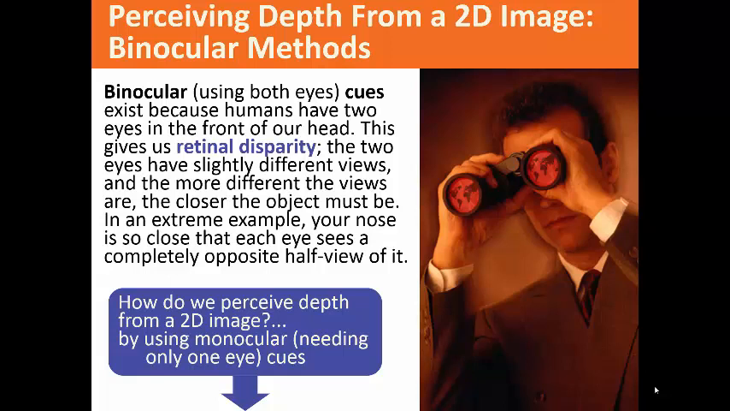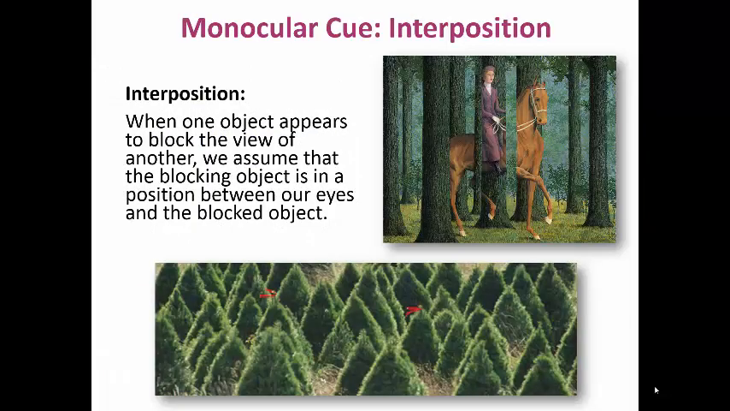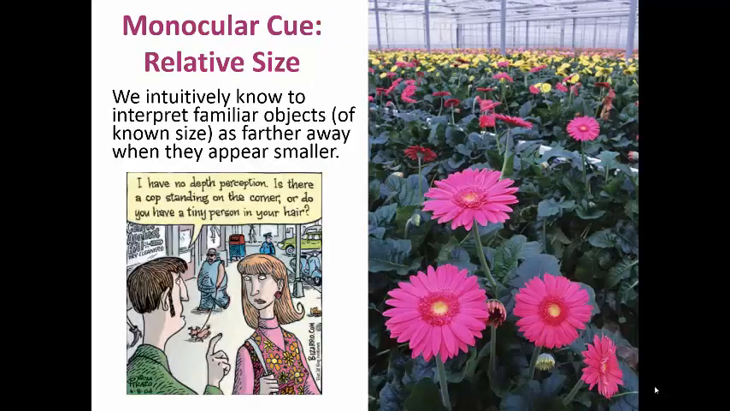So how do we perceive depth from a 2D image? By using monocular, or one-eye, cues. One of those is interposition. When one object appears to block the view of another, we assume that the blocking object is in a position between our eyes and the blocked object. So therefore, we perceive in the top right-hand drawing that there's a man behind some trees, even though if they actually take it out, we can see the horse. We don't think that it's just parts of a horse. And in the bottom, you see the Christmas trees, and even though we can't see some of the trees from behind, we can imagine that they are whole trees.